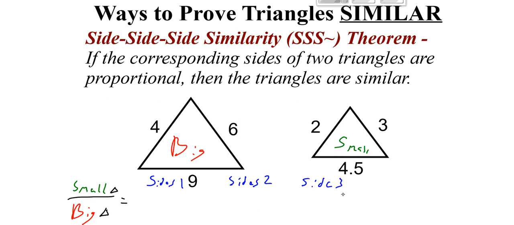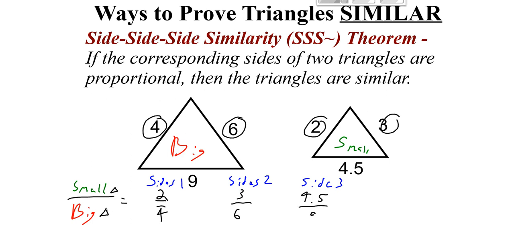Okay, so if I look at the proportions here, for my small triangle, the smallest side is 2. For the big triangle, the smallest side is 4. For the medium sides, that's 3 and 6. So then I do small over large.